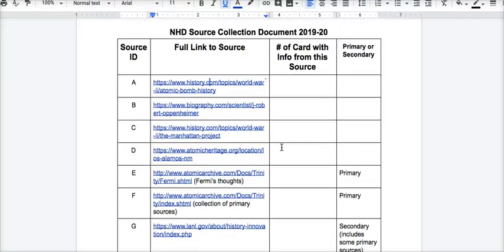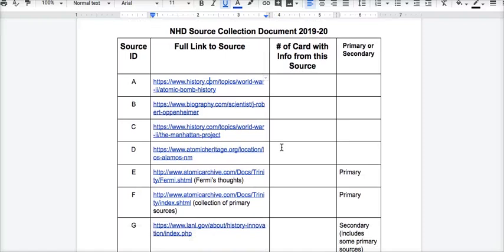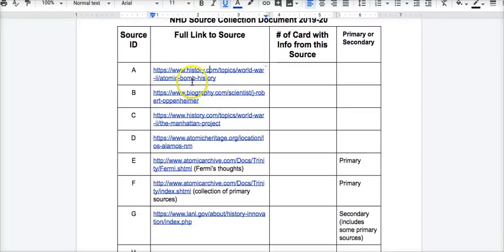Now, having said that, the sources that I've collected for my topic so far are history.com, biography.com, history.com again, atomicheritage.org, so this is an organization, but I got 2 more .coms, but then I have a .gov. So there are a lot of .coms that are reliable, but you have to do more work with the .coms to make sure that they're reliable.